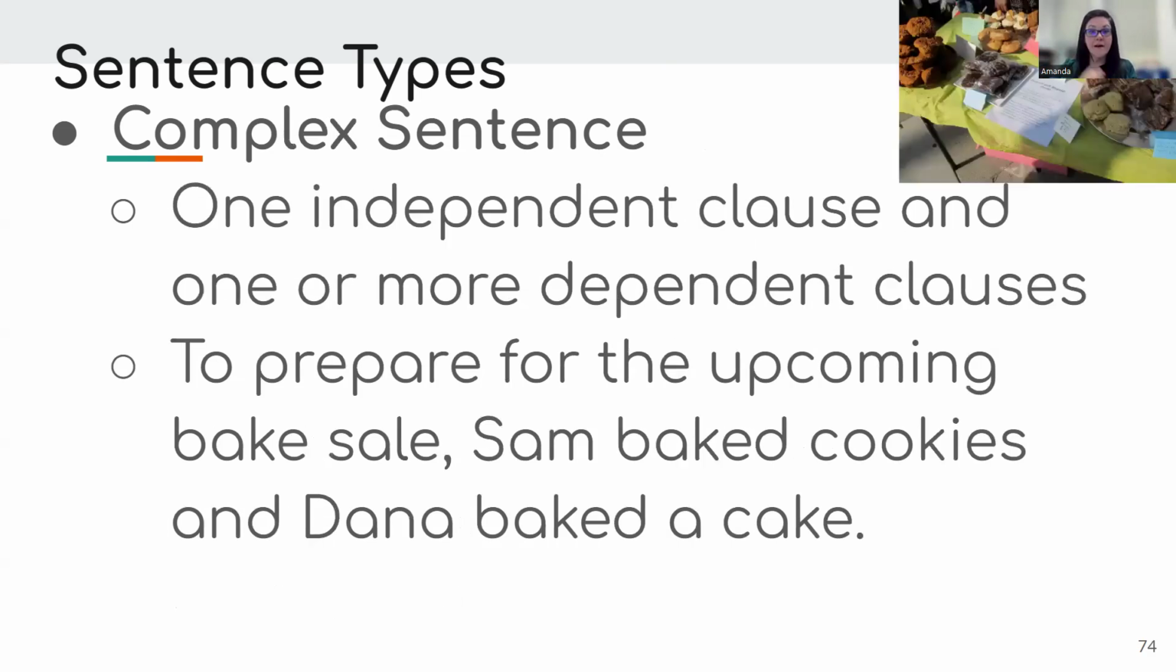Now we have a complex sentence. That's one independent clause and one or more dependent clauses. To prepare for the upcoming bake sale, Sam baked cookies and Dana baked a cake. That is called a complex sentence.